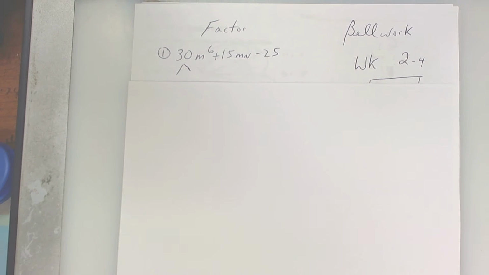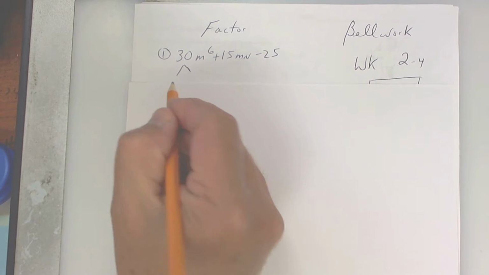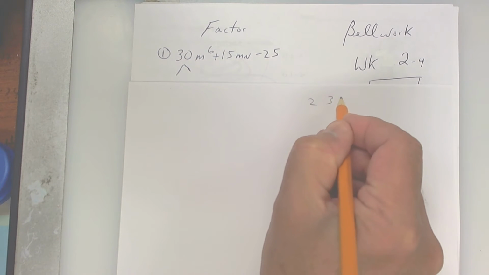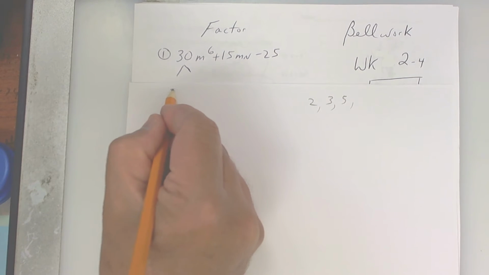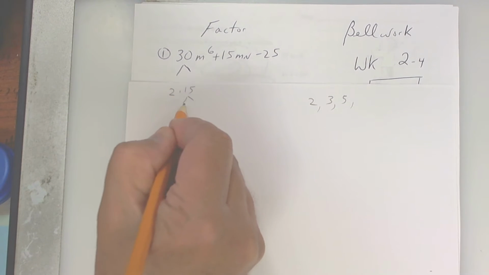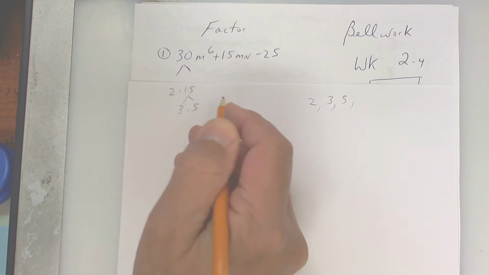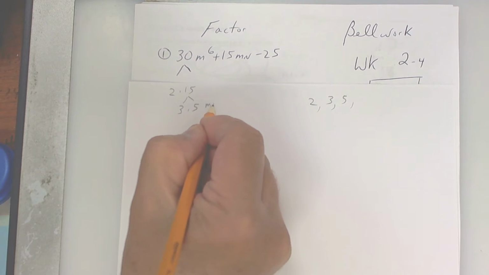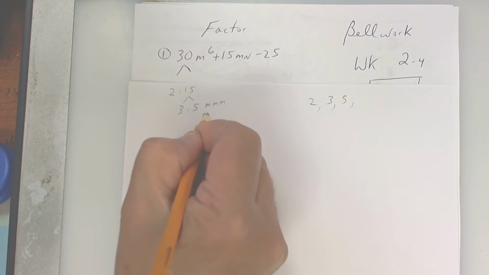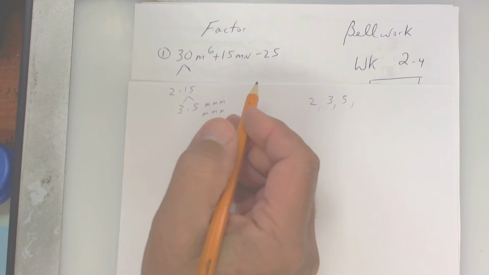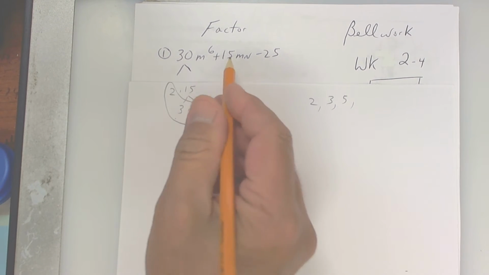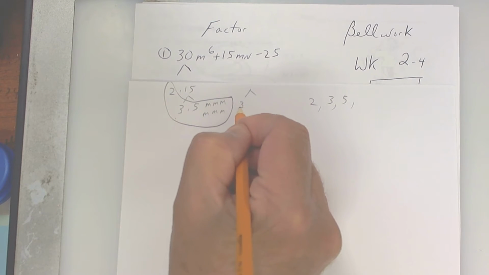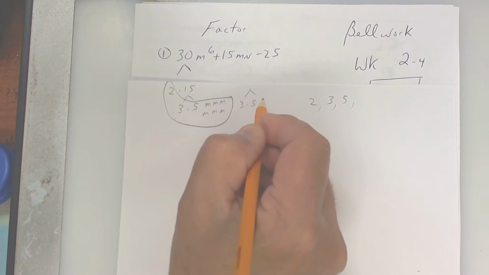So let's take a look. This one right here is going to be 2. Remember, you use 2s, 3s, 5s, 7s, etc. So this is going to be 2 times 15 and 3 times 5, and then you have 6. Seems like a lot. All of these should be prime numbers. Here, it's going to be 3 times 15, or 3 times 5, rather.